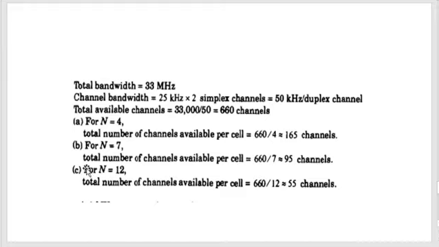Now for n equal to 12, 660 divided by 12, 55 channels. Here we are assuming each cell has an equal number of channels. Understood? But in reality, a different number of channels will be allocated to each cell, depending on the population, that is, the people who are using the phones. If there are people who are not using the phone, there is no point in counting them as people who will use cellular mobile.